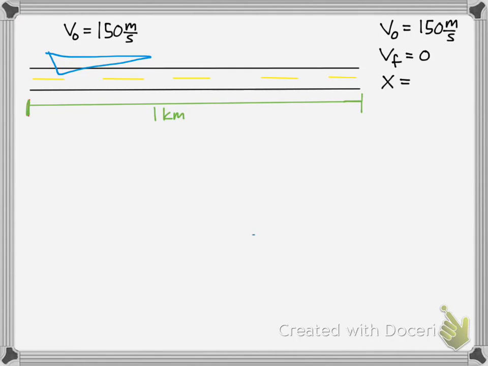Our position will be represented by x. Now, make sure to make units the same. We have 1 kilometer, so that's 1,000 meters. Since our final position is 1,000 meters, we have to define where our 0 position is, and that will be at the start of the runway. So we'll call that x naught, which equals 0 meters. Now, a we don't know, but we're going to be solving for it. Time we don't know either.